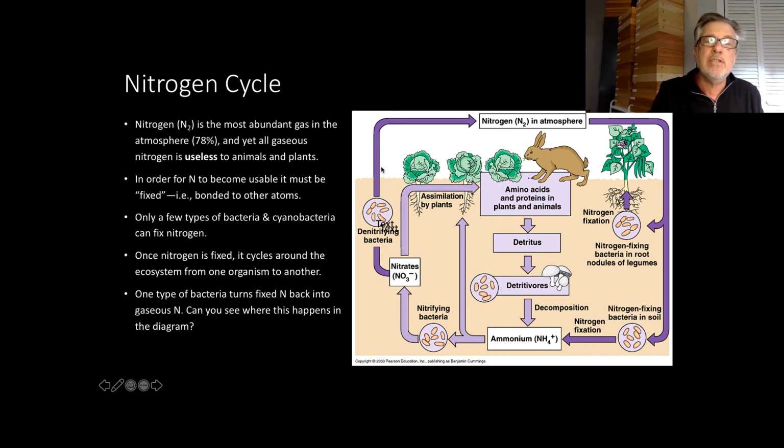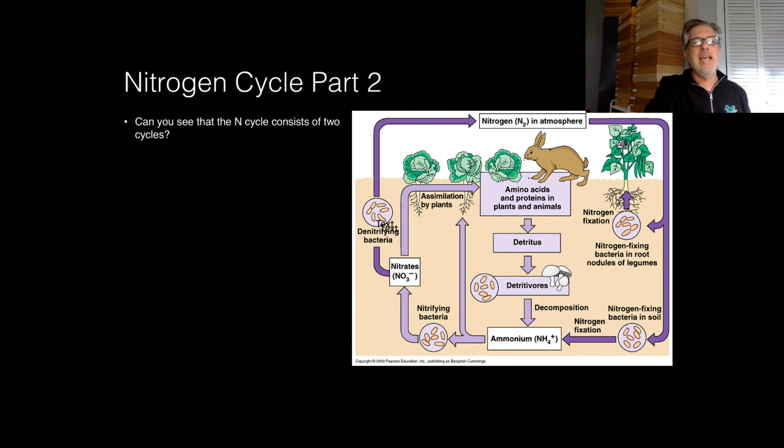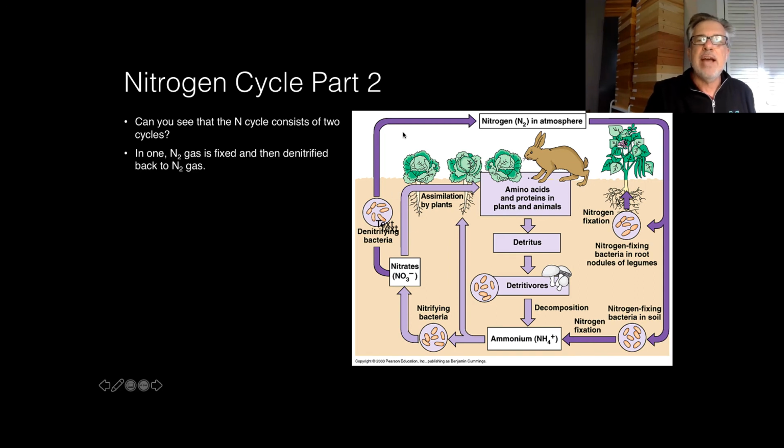Can you see where it is in the cycle? Right here where I'm pointing, right? In other words, these denitrifying bacteria take nitrate and convert it back into this inert nitrogen gas. If you look at this cycle for a second, you can probably see that it consists of two cycles. One is this external cycle of fixation and denitrification, fixation and denitrification. And the other is this internal, what I like to call ecological cycling, where nitrogen stays within living organisms.